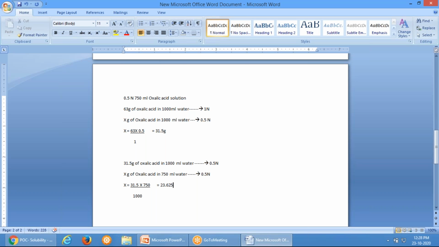So we'll round it off. After the decimal, 2 digits, so it is 23.63, because after 2 we have 5, so 2 will be changed to 3. If you want to round it off without decimals, it is 24 grams, or 23.6. Depending on what balance you are using, you can round it off. So 23.63 grams of oxalic acid is dissolved in 750 ml of water to get 0.5 normal solution.